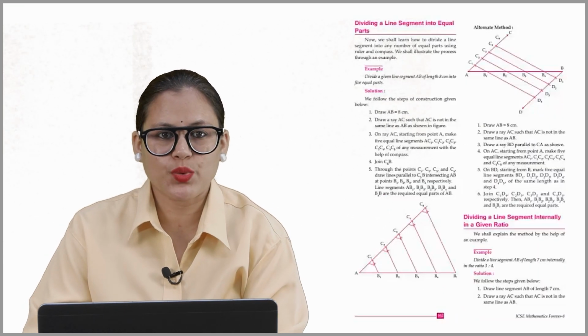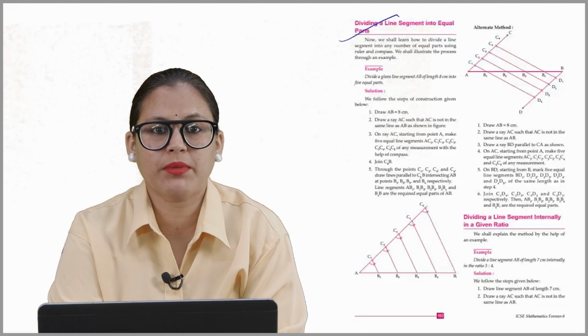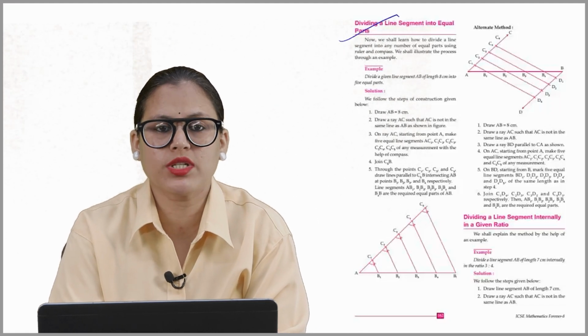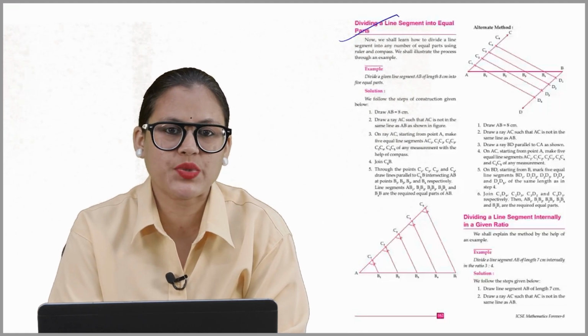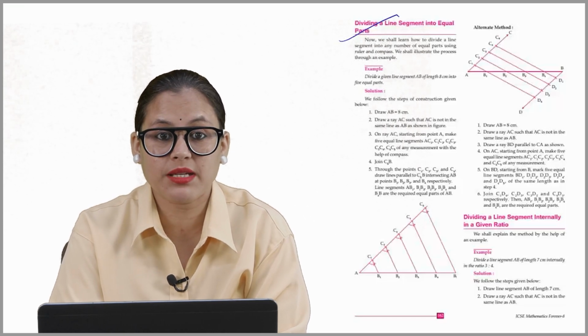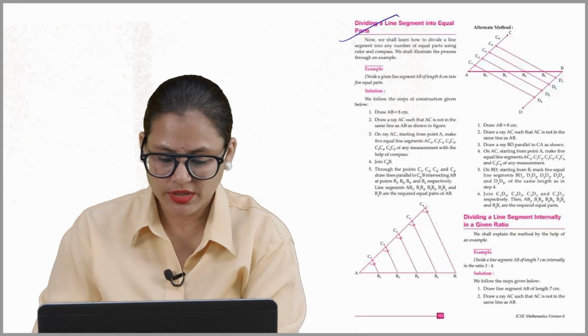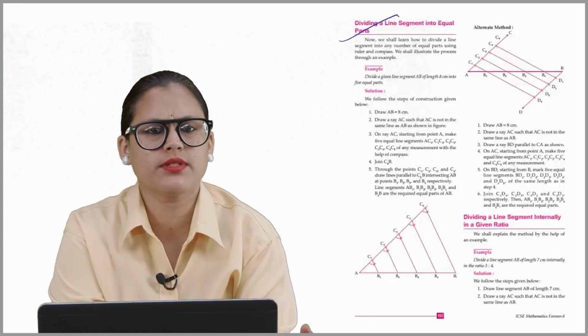Dividing a line segment into equal parts. Now we shall learn how to divide a line segment into any number of equal parts using a ruler and compass. We shall illustrate the process through an example. The example is: divide a given line segment AB of length 8 cm into 4 equal parts. The solution is given here. We follow the steps of construction given here.